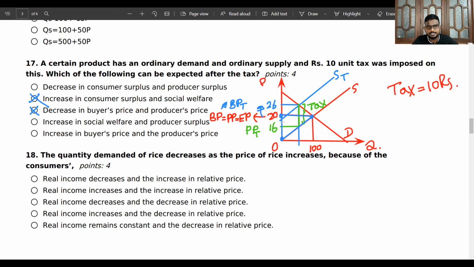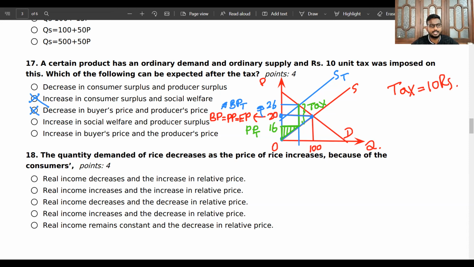This is the producer surplus earlier. Now what has happened? The producer is now selling at 26, but the producer gets only 16, no? 16, and the quantity he sells is here, and the minimum supply price is here. So the producer surplus is only this green triangle now. You see, there has been a drop. So producer surplus drops, right?